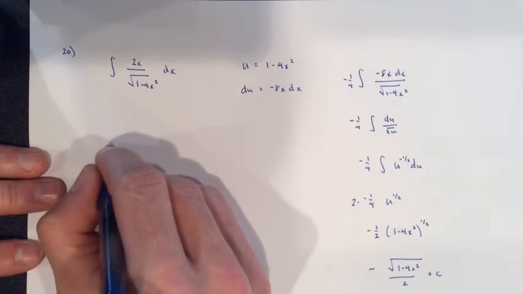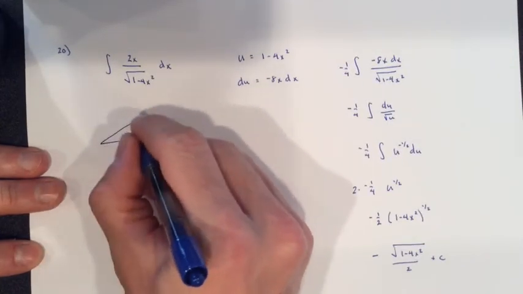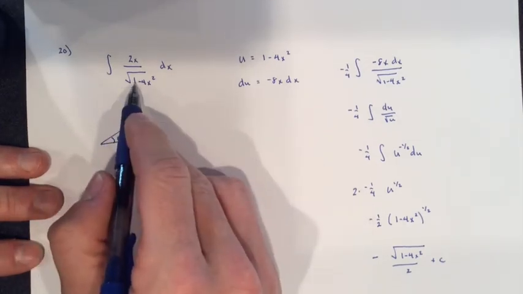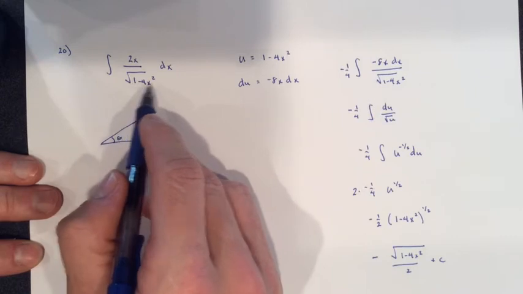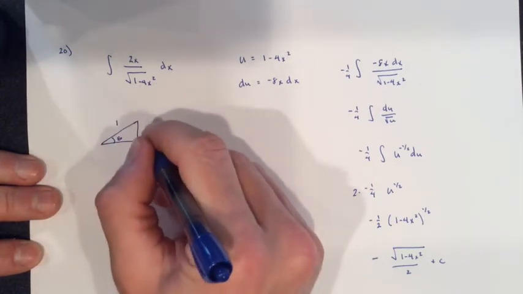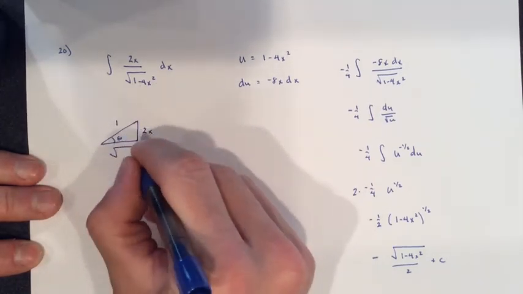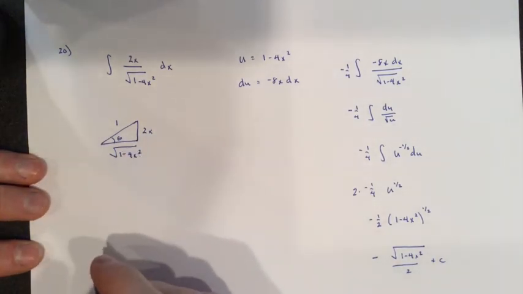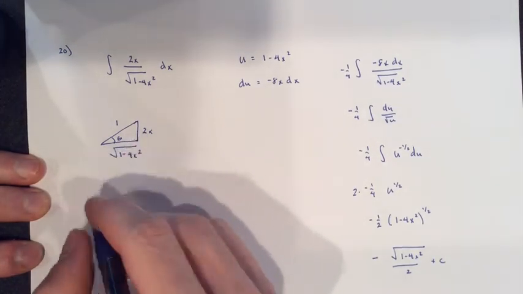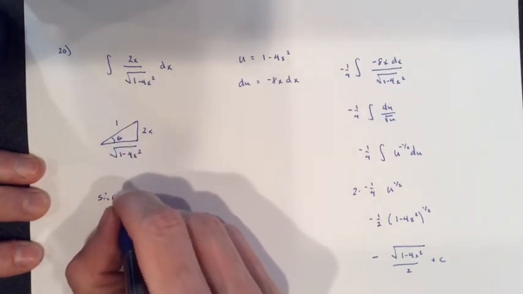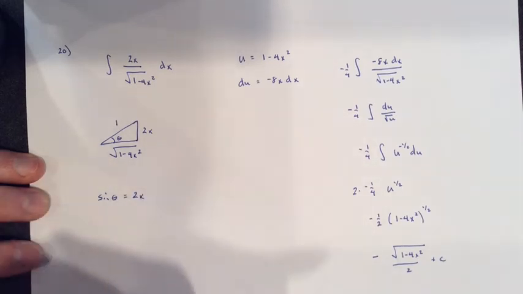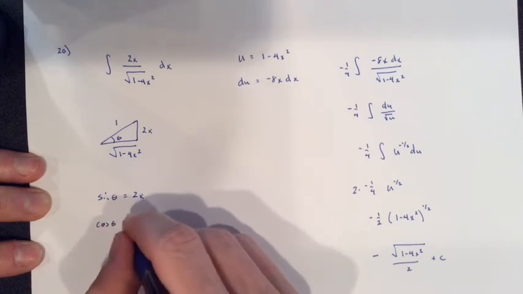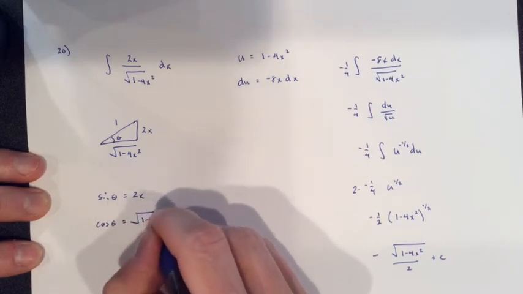And so we would draw the triangle. That would be theta. This is the hypotenuse because it's 1 minus. This is like a c squared minus a b squared. So this would be 1, this would be 2x, and this would be the square root of 1 minus 4x squared. Okay, we would have to do in sine, so sine theta would be equal to 2x over 1. Over 1 is not really anything. And then we could do cosine theta would equal the square root of 1 minus 4x squared.